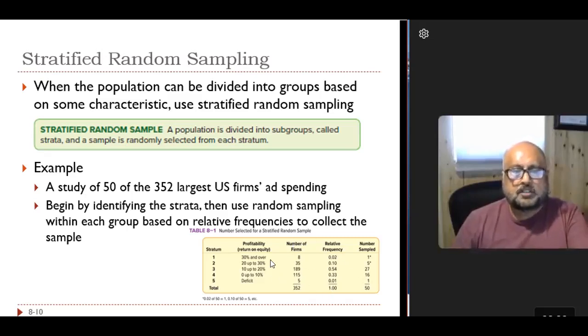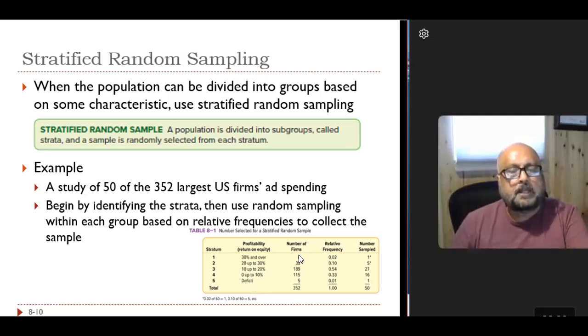Okay, so let's use the data that's given to us here. How many groups or strata do we have? 1, 2, 3, 4, 5, right? Total. And then we have the probability, return on equity. So that's profitability. Different groups have different profitability: 30% and more, 20% to 30%, 10 to 20, and 0 to 10, and then negative, a deficit.